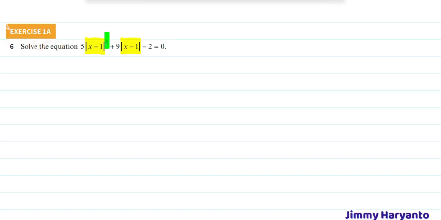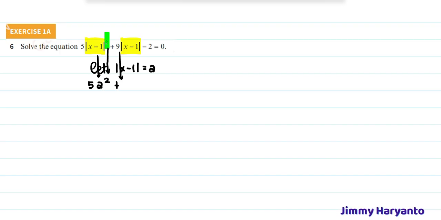That means every time you have common elements in an equation, usually you will let it be a variable or letter. Like this one, I want to let it be a, so this one will become a, and then we have square right there: 5a square plus 9a minus 2 equals to 0. There you go. This is how you let the common elements.